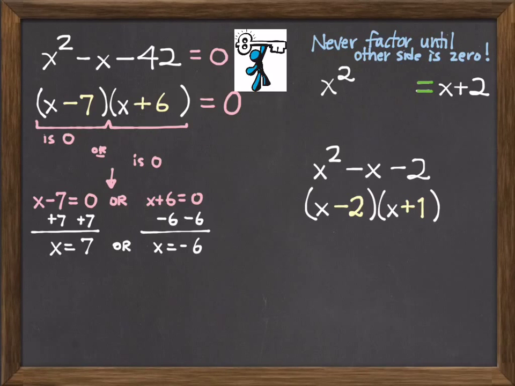In our first example, one side of the equation was 0 in the very beginning, so we didn't have to do anything special. We could factor right away as step 1. Here we have to do that work. How can I make one side of that equation equal to 0? Subtract x plus 2.